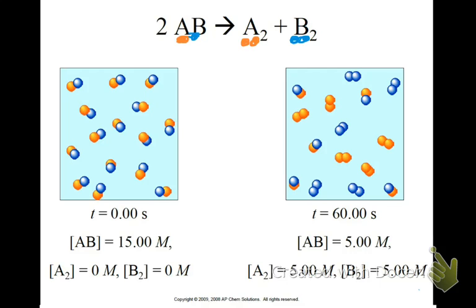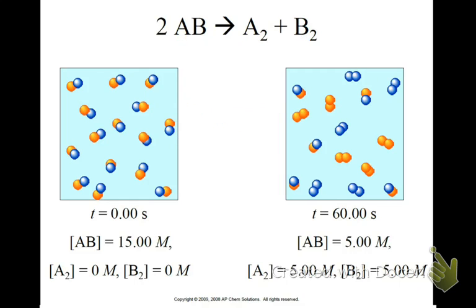So it's important to remember that AB is going to be disappearing, and A2 and B2 are going to be appearing at a not so steep graph. What we're going to figure out now is the average rate at which they appear or disappear. So we're not going to be looking at any given point in time. We're just going to be looking from here to here at the end.